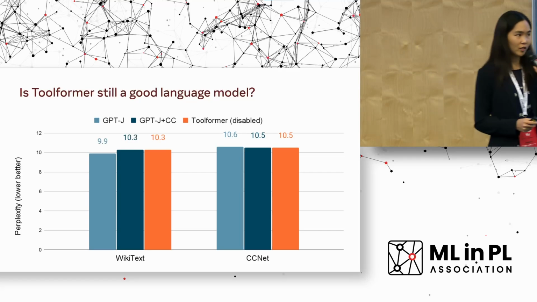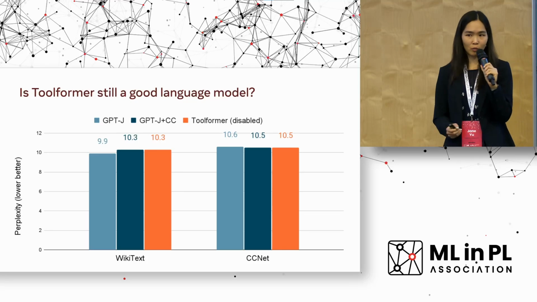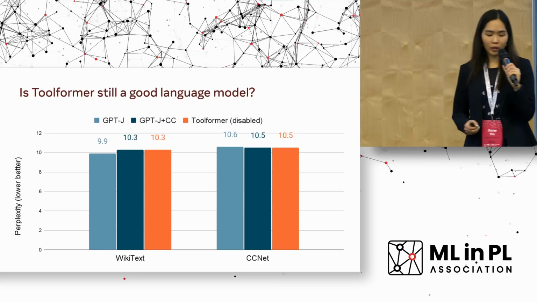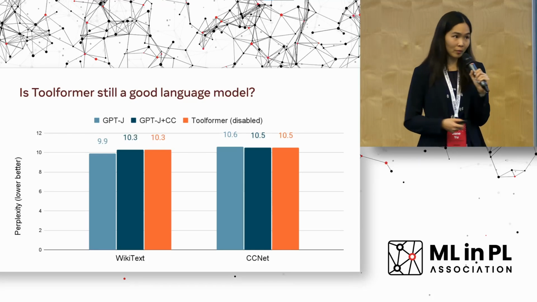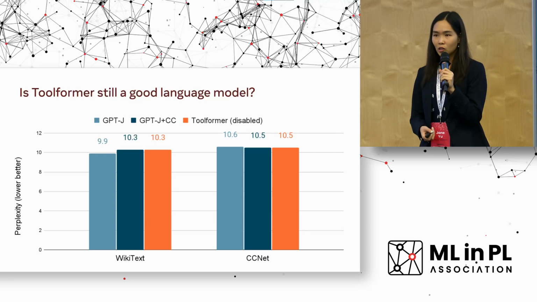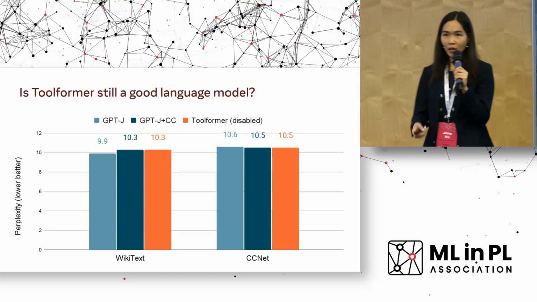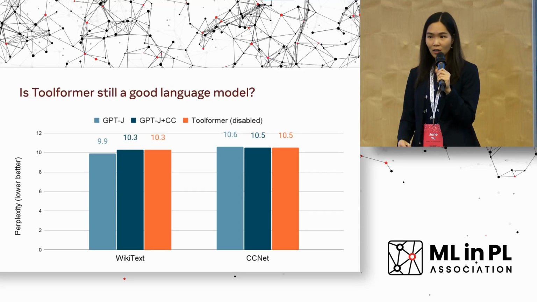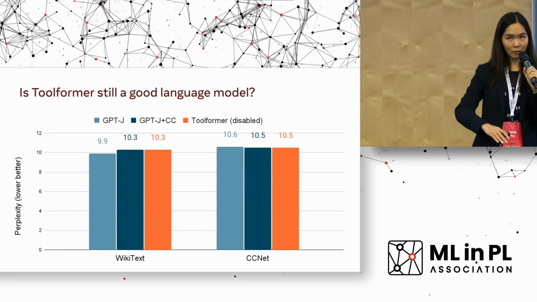And now I want to revisit the original question of whether or not Toolformer is still a good language model. So what I mean by that is we used CCNet because we didn't want to disrupt any of the core language modeling capabilities that the model may have. So now is a good time to revisit that question. Did we actually do any harm here? And the way I'm going to evaluate that is by evaluating perplexity. And if you can recall, perplexity is better when it's lower.